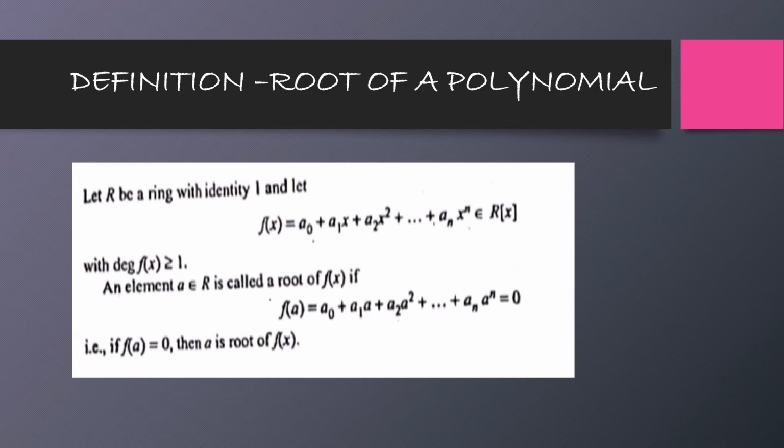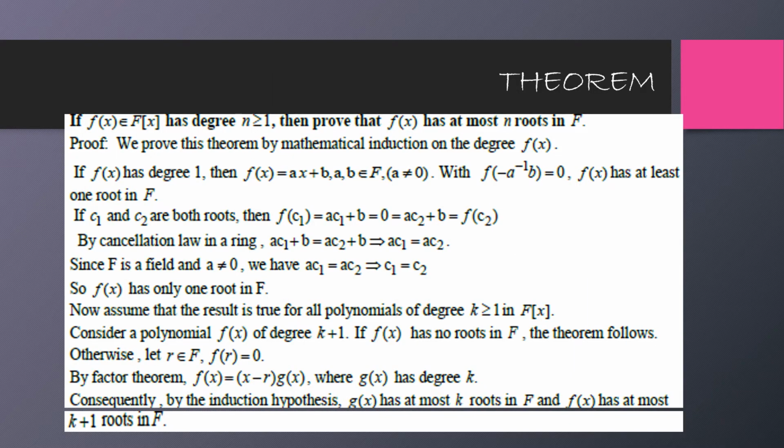Okay. So now let's continue. Now we'll have a theorem for it. The theorem says that if f(x) belongs to F[x], with degree n greater than or equal to 1, then prove that f(x) has at most n roots in capital F.